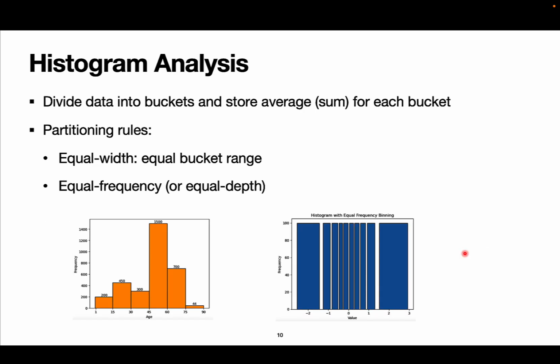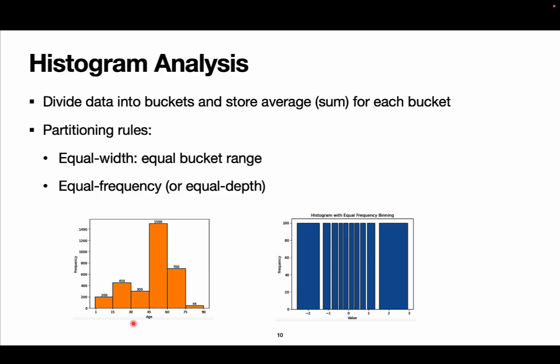Moving to the non-parametric methods, histograms divide the data into buckets and only store representatives of these buckets, like the mean or the median. Some of the partitioning rules are the equal width or the equal frequency, and as you can see in the visualization, in equal width, each bucket should have the same range, and in equal frequency, we're looking at the same depth.